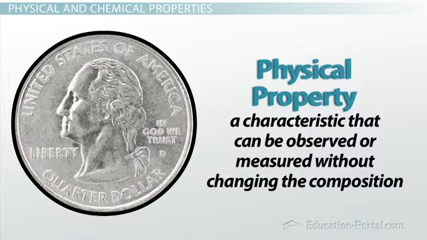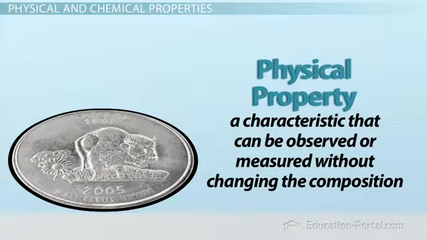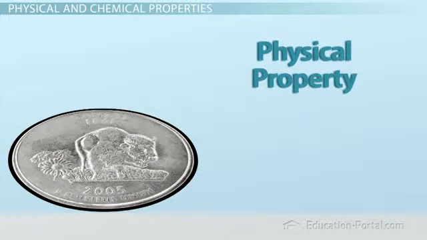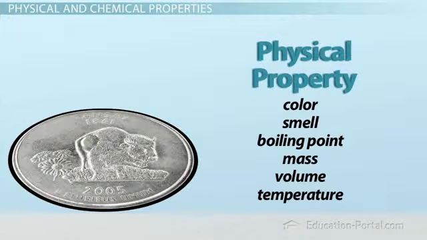If you toss your coin into a fountain, it will sink. This is because your coin is more dense than the water in the fountain. Density is another example of a physical property. Your coin may be a little wet, but it is still composed of the same material as it was before you tossed it in the fountain. Other examples of physical properties include color, smell, boiling point, mass, volume, and temperature.